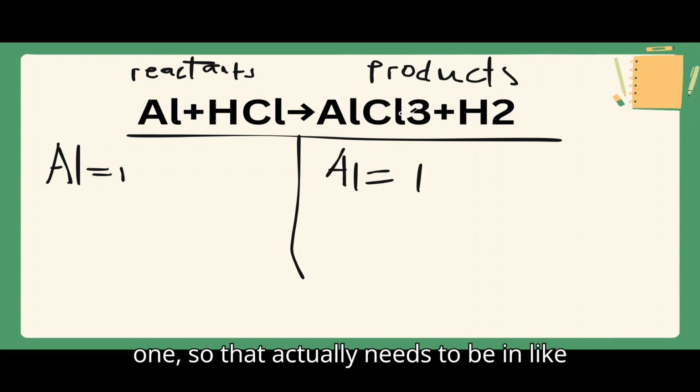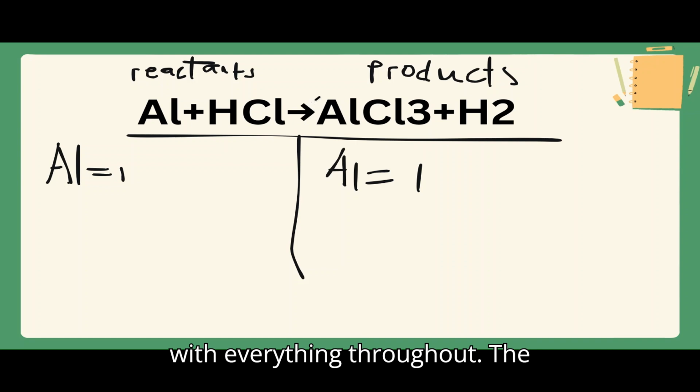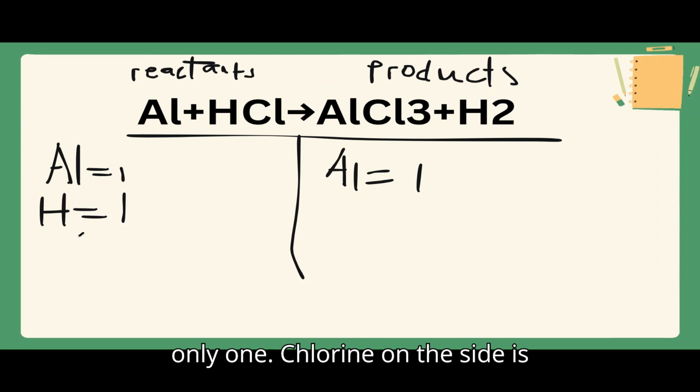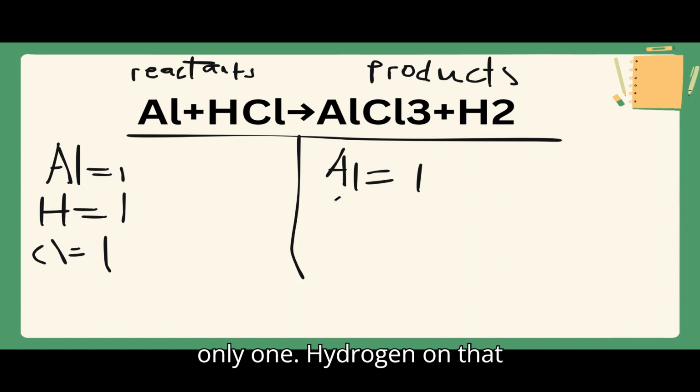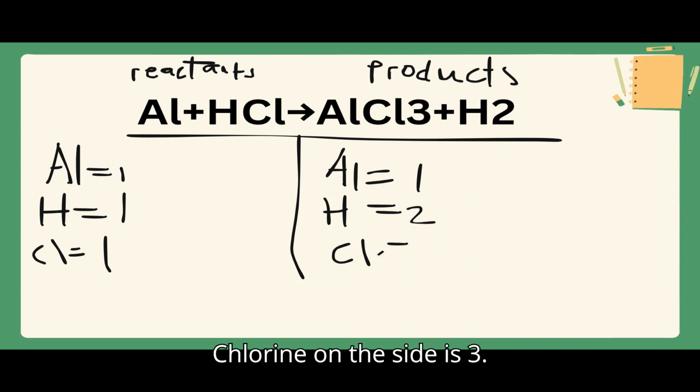So that actually needs to be a subscript, meaning it does not multiply with everything throughout. The coefficient is not changed. Hydrogen on this side is only one. Chlorine on this side is only one. Hydrogen on that side is 2. Chlorine on this side is 3.